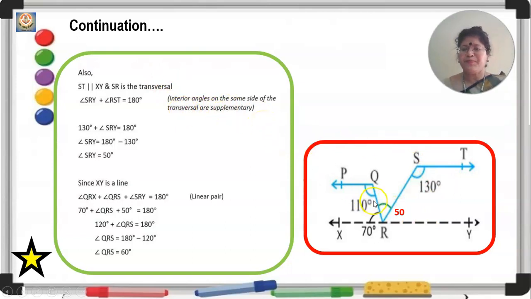That is also correct. Now, after having got this as 50, this as 70, how do you find out angle QRS? Angle QRS will be 110 plus 50, that you have to subtract from 180 degree because these are angles in a linear pair. So with that, you get the measure of angle QRS as 60 degree. So QRS is 60.